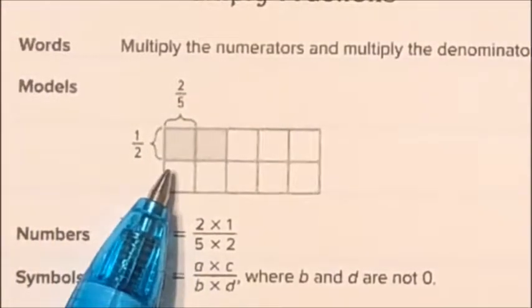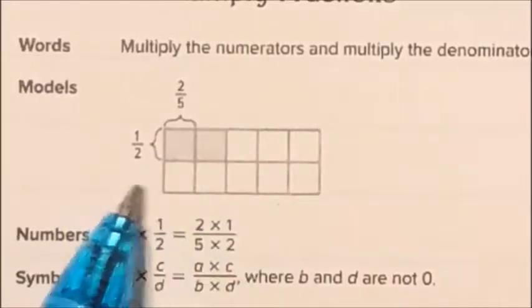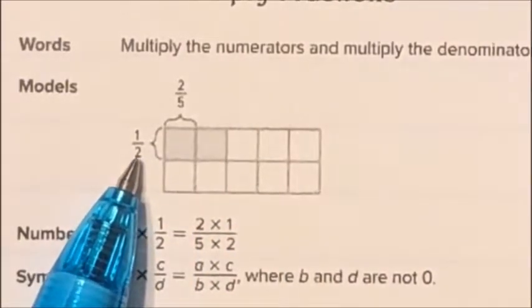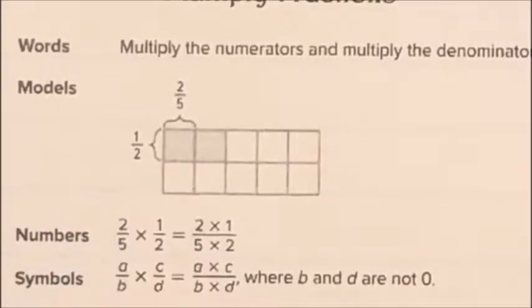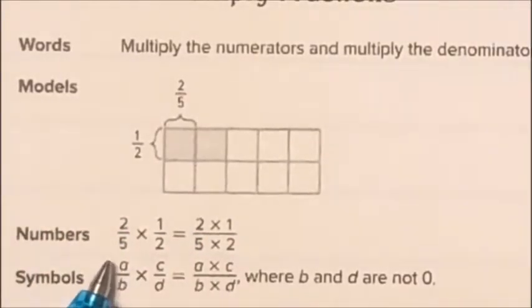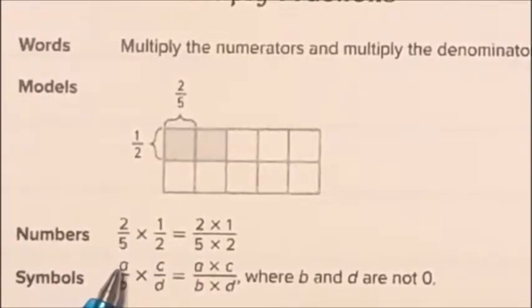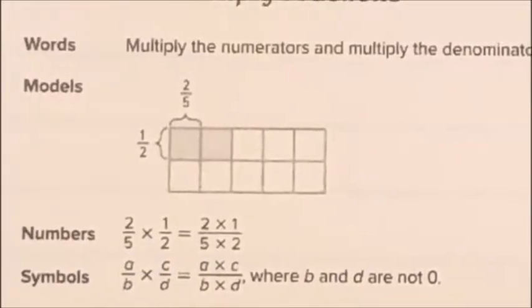We're taking two groups of 5 and we're coloring one from each group, okay? So when we do this with numbers, we're going to take the numerators 2 times 1 and the denominators 5 times 2, okay?